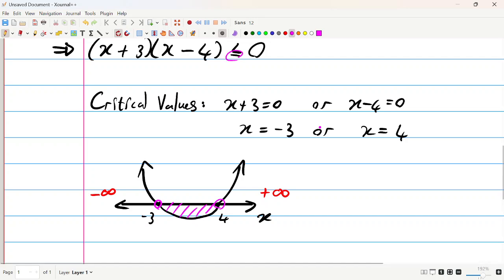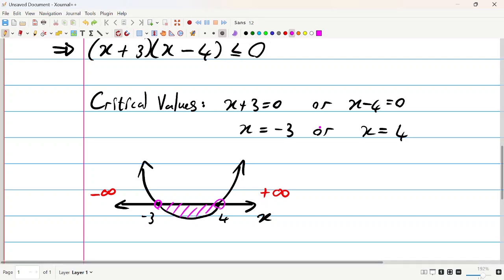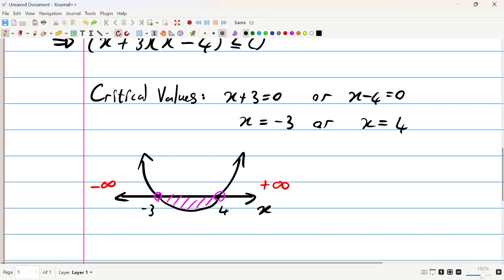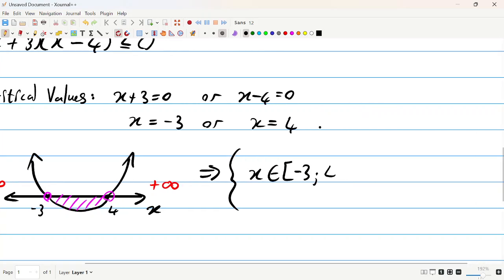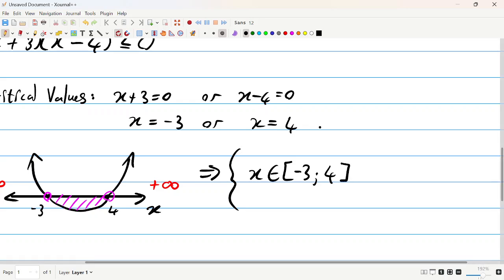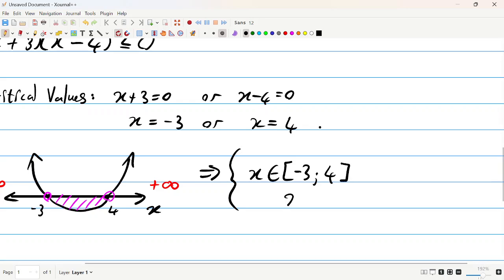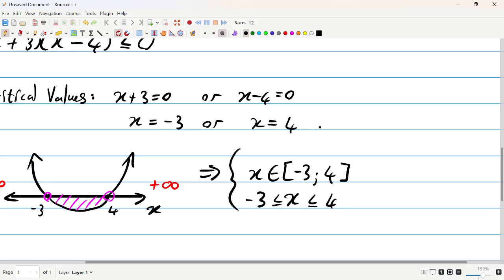And is it included or excluded? It's included. So therefore our final answer, and I'm going to give both forms over here, is x is between included negative 3 until 4 included. Or you could say x is between negative 3 and 4, included on both sides. Okay, now that is essentially how you deal with all of this.